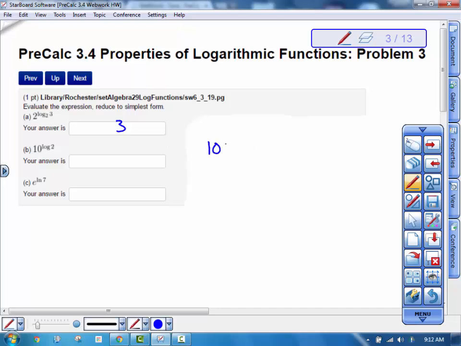Next one, same thing. Let's do 10 to the log of 2. Let's call it equal to something like x. Let's change it into log form. So it'll be log base 10 of x equals log of 2. So then x equals 2 is our answer here.